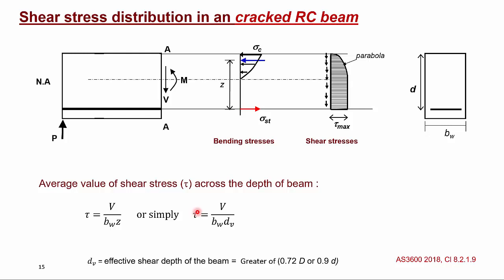Or simply we can write the average shear stress as the shear force V divided by bw, the width of the beam, and dv, where dv stands for the effective shear depth of the beam. AS3600 clause 8.2.1.9 gives the equation for dv. dv, or the effective shear depth of the beam, is taken as the greater of 0.72D or 0.9d, where the capital D is the overall depth of the beam and the small d is the effective depth of the beam up to the center of the reinforcement.